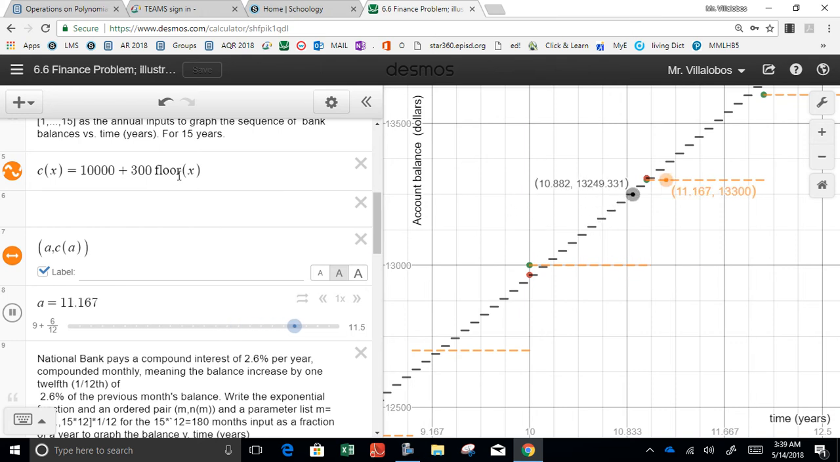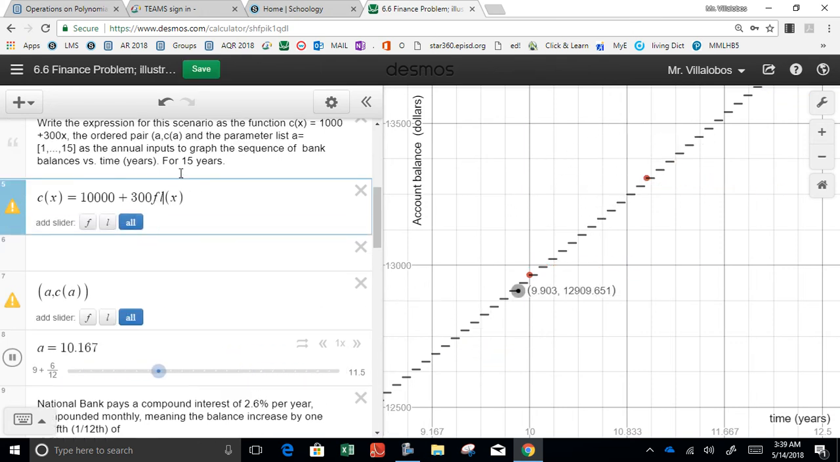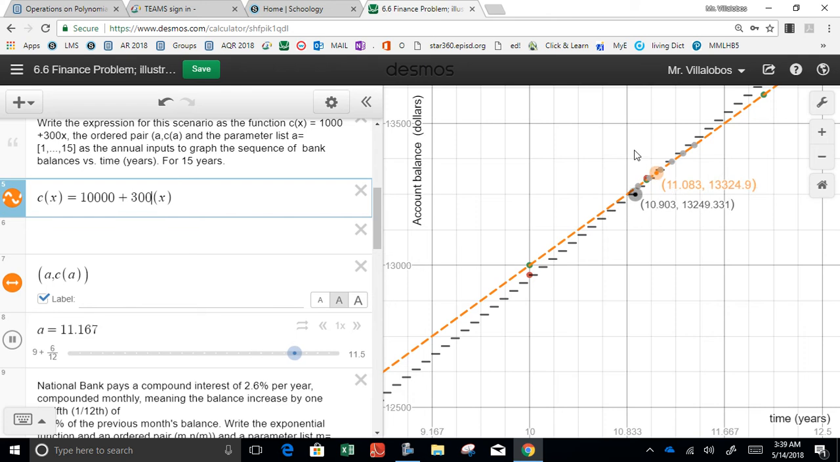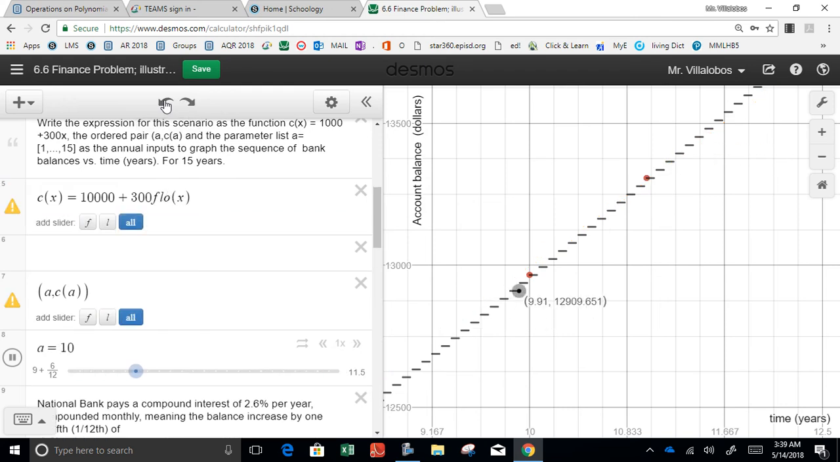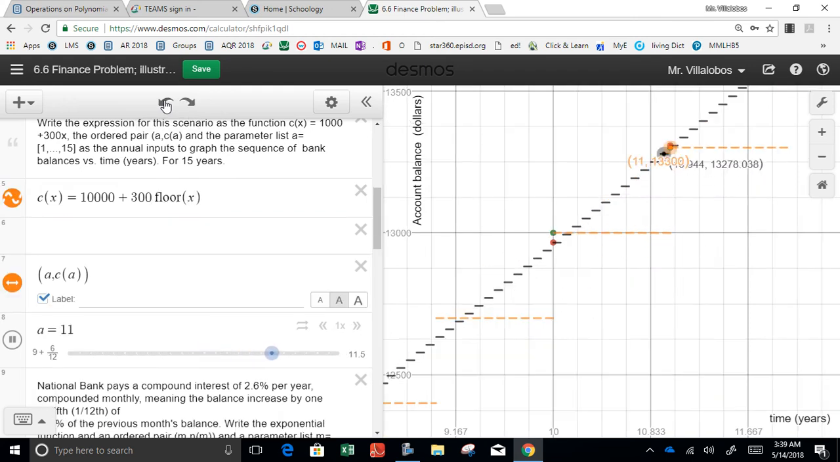I added this floor function for x because this is normally what it would look like, but that doesn't model accurately what's going on. So let's undo that. You'll see that by adding the floor, it actually jumps up. So let's pause that.